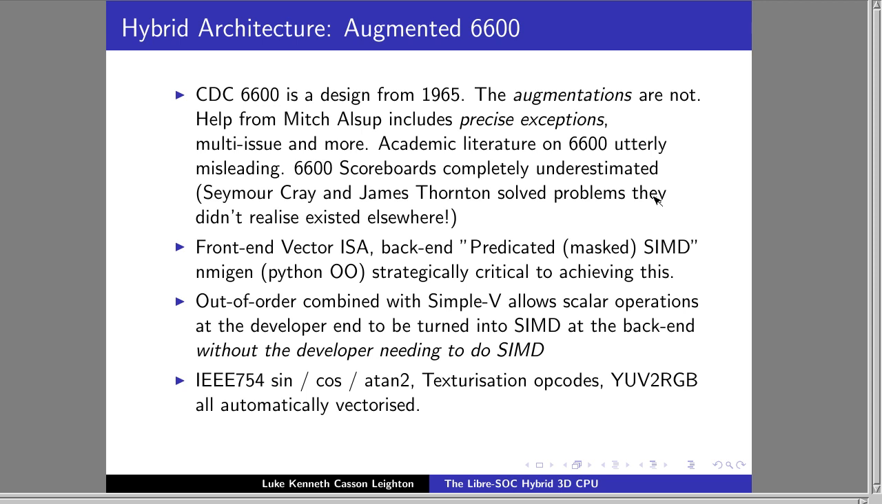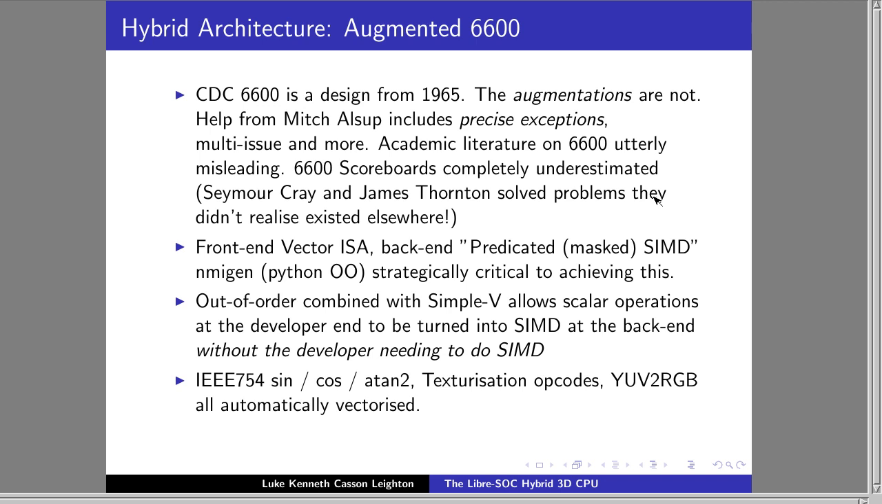Now, by using Cray style vectors, we've got a front end vector instruction set with a back end predicated or masked SIMD ALUs, which, because of the 6600 style thing, we don't have to worry about the scheduling, because the 6600 deals with the out of order execution for us. In the predicated mask SIMD, nMigen turned out to be strategically critical, absolutely critical to achieving this, and we'll go into a little bit of that. We've got time in a bit. Out of order execution combined with Simple-V allows scalar operations at the developer end to be turned into SIMD at the back end without the developer needing to do or know SIMD, and that is critically important to drastically simplifying the assembly level and compiler level programming.